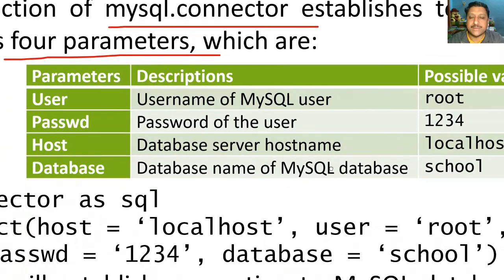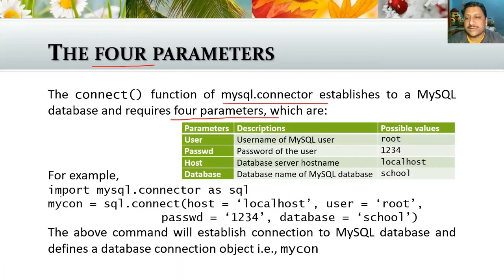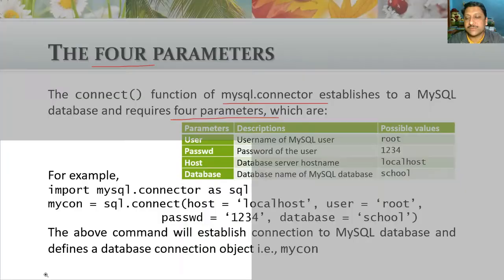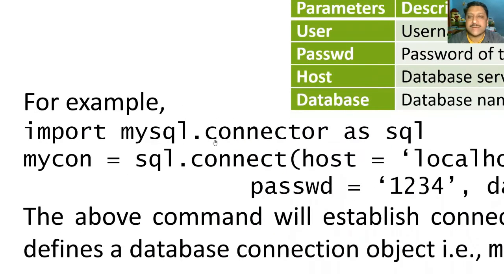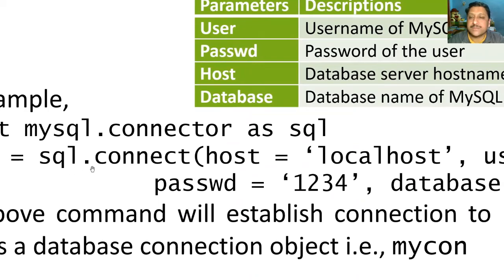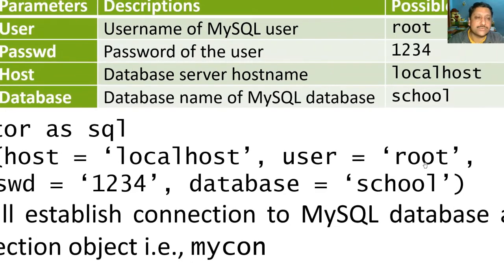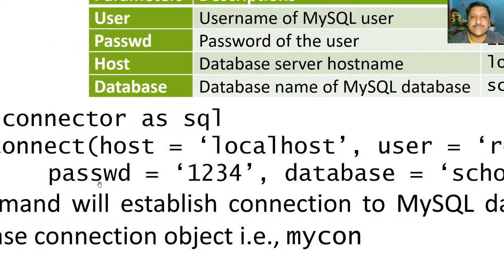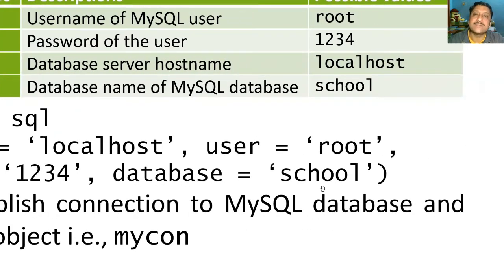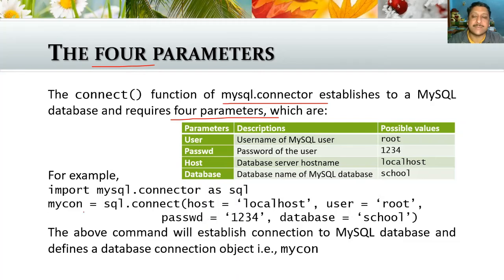So the complete command is like this. The first line must be import mysql.connector as sql. Then the mycon object is created with this command: sql.connect, then host equals localhost, user equals root, and then password. See the spelling of password, PASSWD only, not PASSWORD. Password equals, within single quotation marks, 1 2 3 4, and the database equals Sql. This many parameters we have to give.